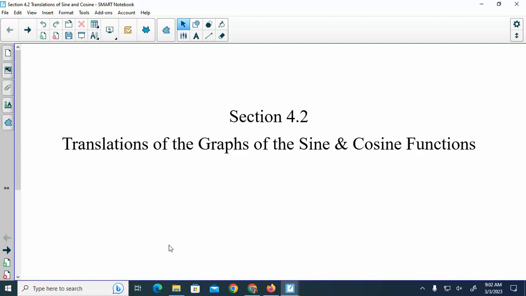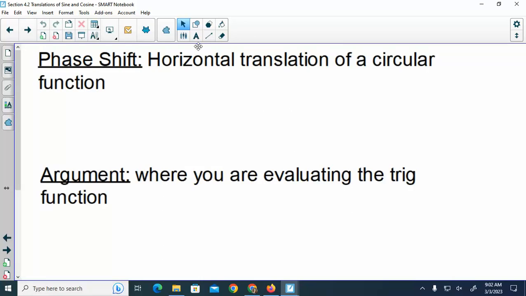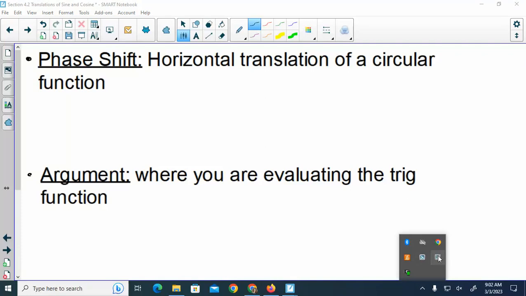So we want to start looking at how to shift our graphs with sine and cosine. So we're doing all the same things, but we're just going to add to our list of information. You might hear me talk about a phase shift, and that is just a horizontal translation, so moving it left or right. And the argument is where we're evaluating the trig function. So if I say sine of 2x, my argument is 2x. It's what you're taking sine or cosine of.